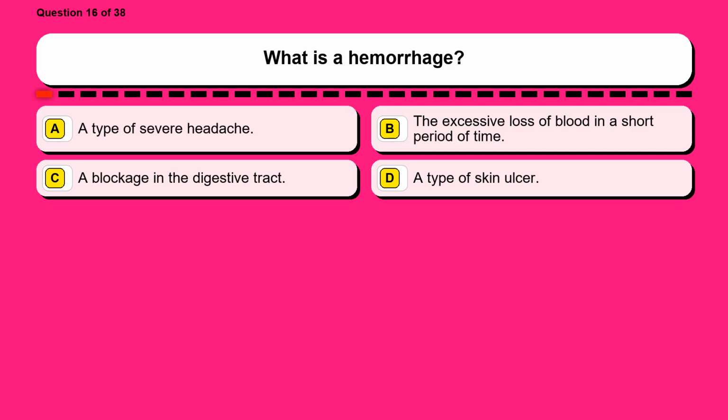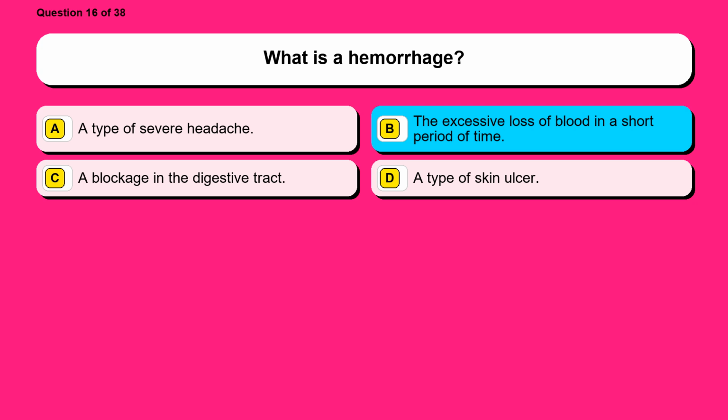Question 16. What is a hemorrhage? Option A. A type of severe headache. Option B. The excessive loss of blood in a short period of time. Option C. A blockage in the digestive tract. Option D. A type of skin ulcer.